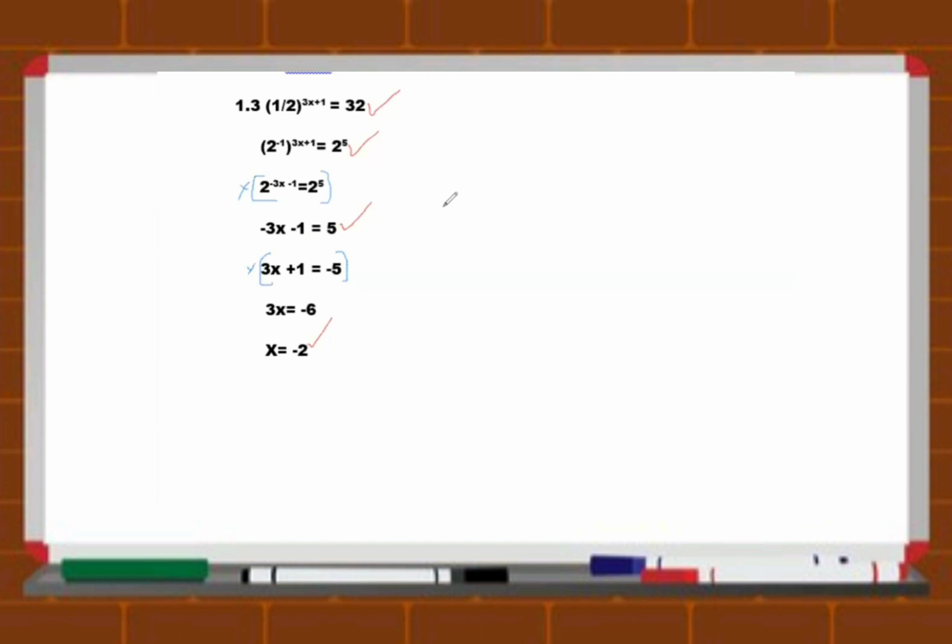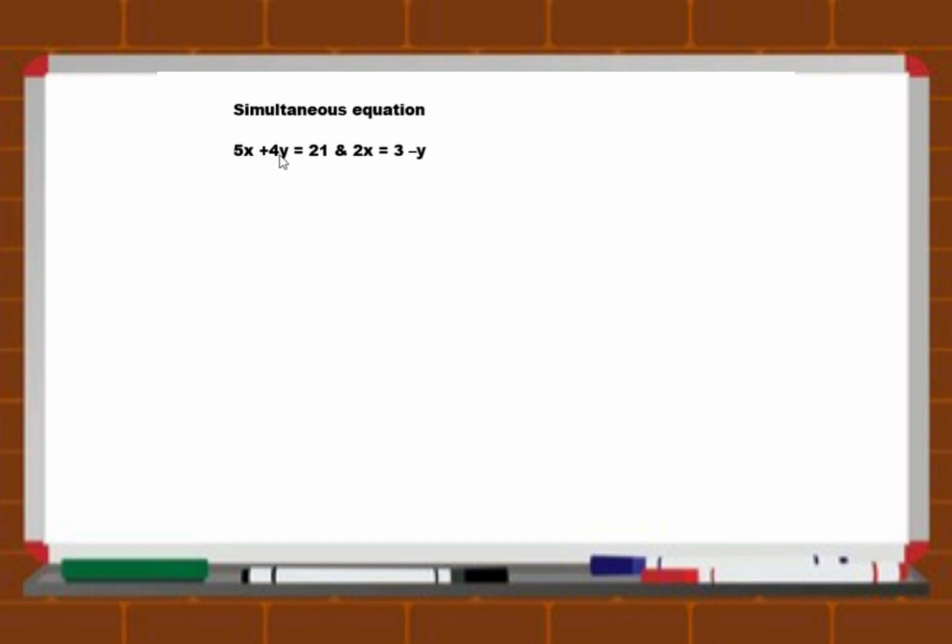But yeah, so now let's, for the sake of time, do a question where they might ask you to solve for a simultaneous equation. We have 5x plus 4y equals 21, and 2x equals 3 minus y. First thing we're going to do is label both of these equations. We're going to label them equation 1 and equation 2. Right. That's step 1.